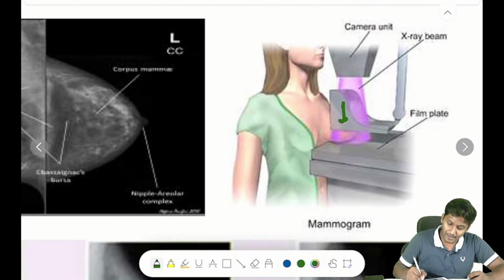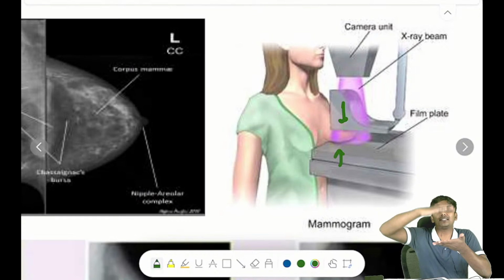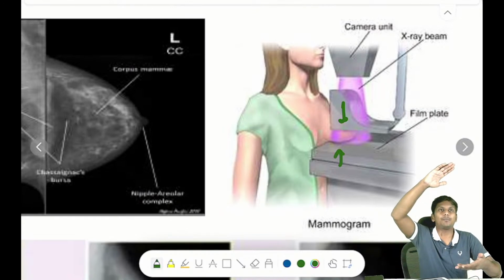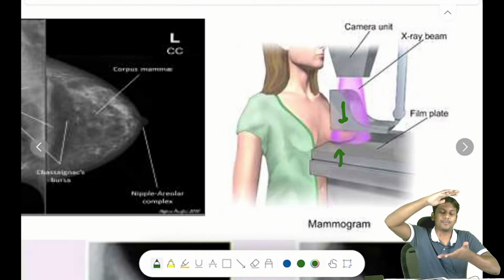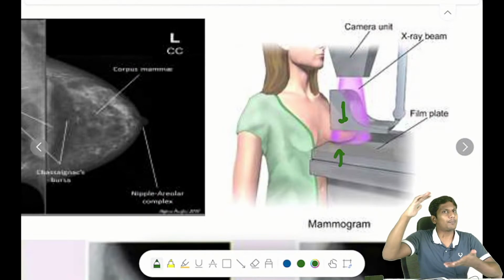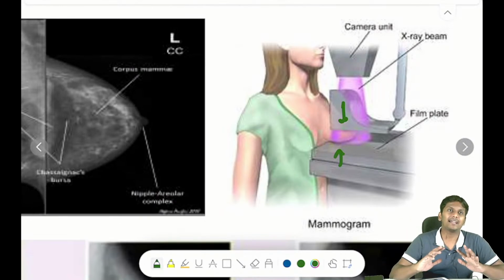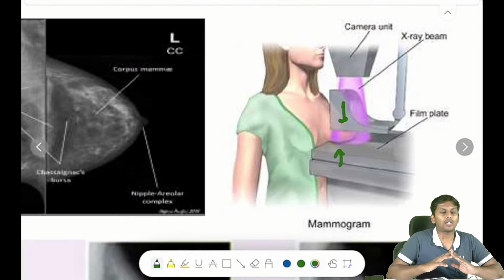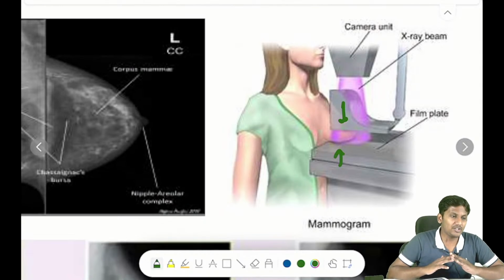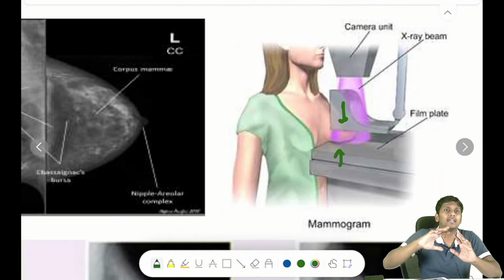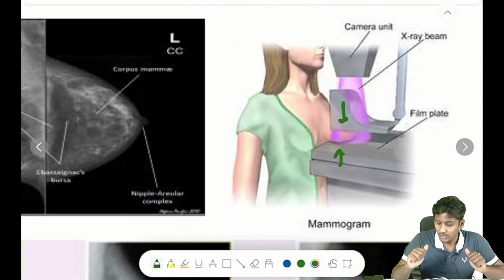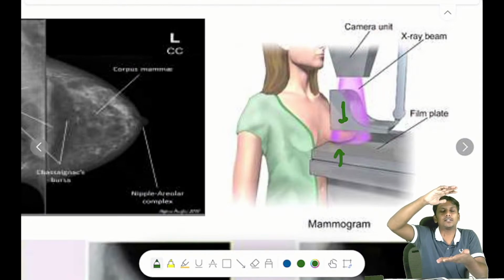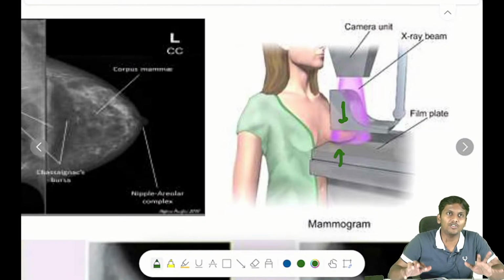Can you see there are two paddles over here? These two paddles are actually compressing the breast in the center, as one paddle is compressing it from above and the other paddle is compressing it from below. Why do we want to compress the breast? The reason is to actually get a proper imaging. Therefore we compress the breast and then we get a proper imaging. So over here the paddles are compressing the breast from above and below. This is what is called the craniocaudal view. This is what is known as the craniocaudal view.